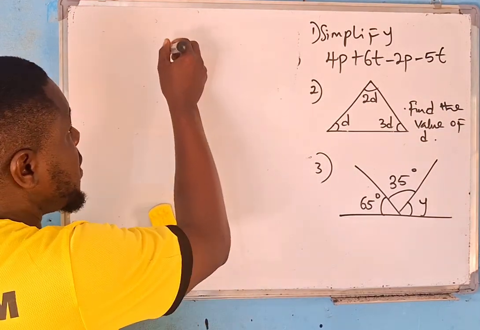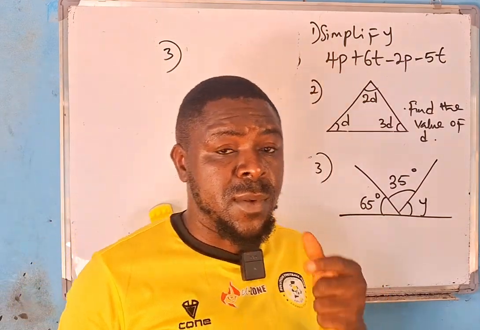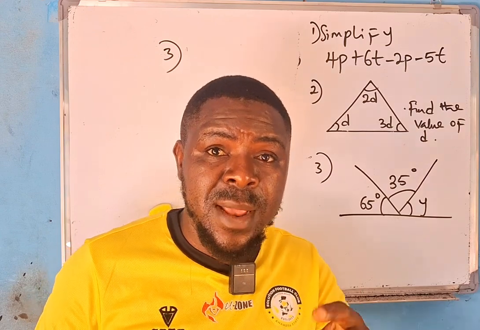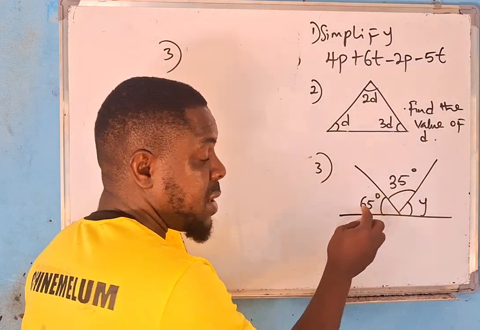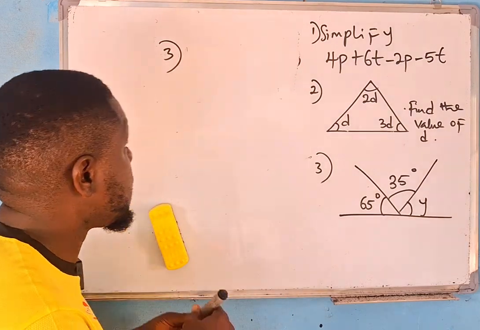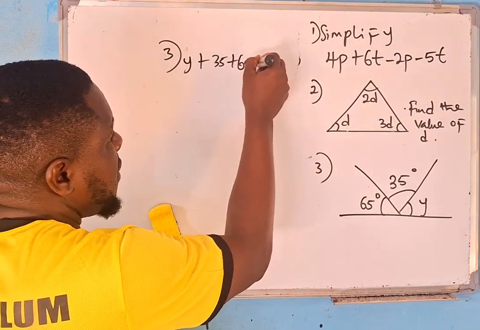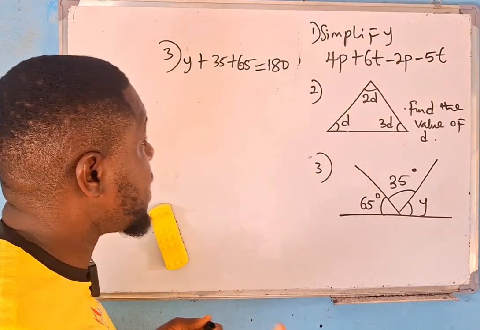Question 3, this is angle on a straight line. And one of the properties of angles says that the sum of angles on a straight line is 180 degrees. That is the sum of this, and this is equal to 180 degrees. So I'm going to have y plus 35 plus 65 is equal to 180 for angle on a straight line.